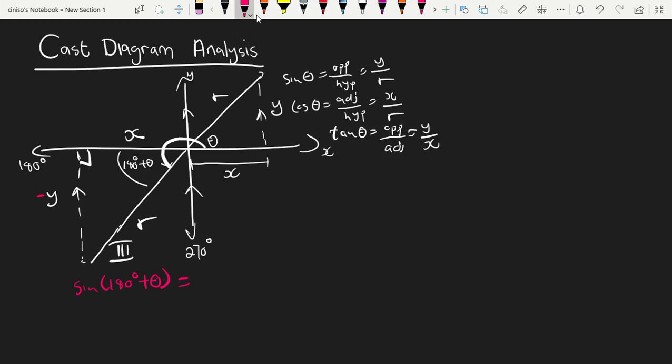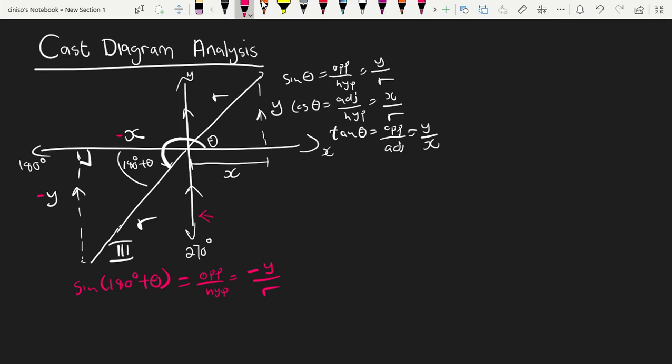you need to identify, this will be negative y here. Why is it negative y? Because this is the negative side of the axis here. And this one here is negative, right? Because it's the negative side of the x-axis. So if you are going to identify the angle of 180 degrees plus theta, remember that sine is opposite over hypotenuse. So what's the opposite side? It's the minus y. Hypotenuse is r, right?